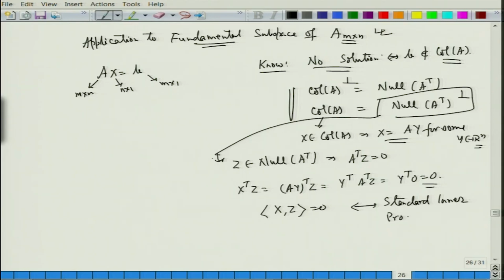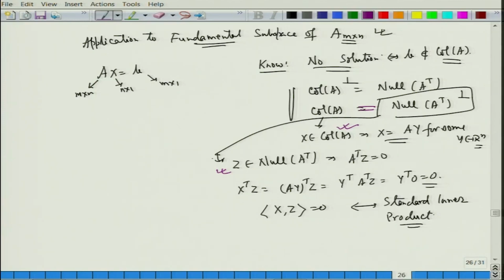We are proving results for a general setup, but when we come to applications, it is only the fundamental spaces Rn or Cn that we are looking at. So what we have shown here is that any element of the column space and any element of the null space are perpendicular, and therefore these two are true. Is that okay? Now we are looking at the case when I don't have a solution, because if I have a solution, I know how to solve it.